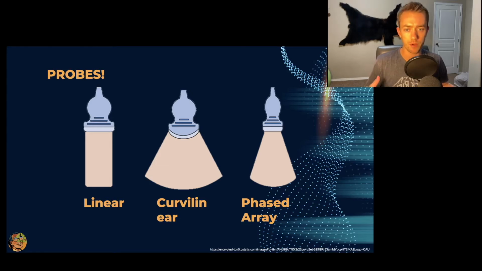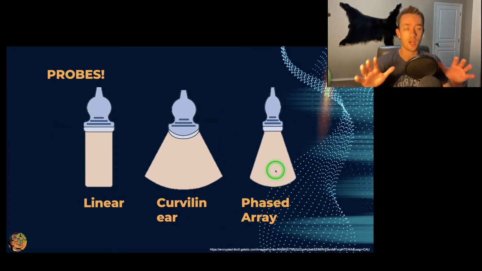So let's talk about some different probe types. When you go to do a job, we want to have the right tool for the job. You don't want to go screw in a screw with a hammer, right? So what are the different tools we have when we go to scan a patient with ultrasound? These are the three main ones, right? So we have linear, curvilinear, and phased array.